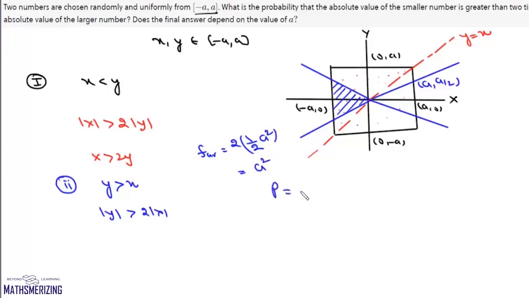So our favorable area will be a square. Then this required probability will be favorable area upon total area, which is 4a square, and which is nothing but 1 by 4. So the probability that the absolute value of the smaller number is greater than 2 times the absolute value of the larger number is 1 by 4. And the final answer doesn't depend on the value of a.